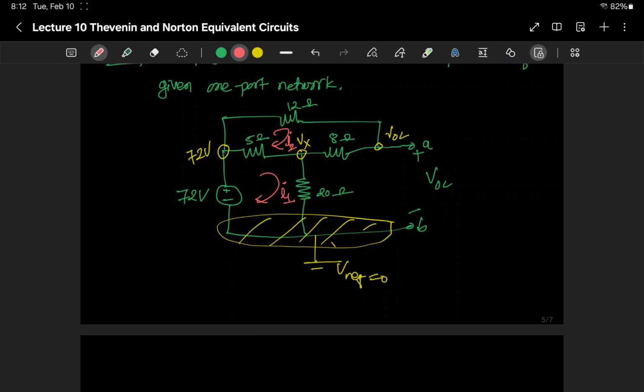So we'll stick with the node voltage method, and let me get rid of the mesh currents I made here. Okay, so now we have two independent nodes, right? And that's why we'll have to write KCL, right?